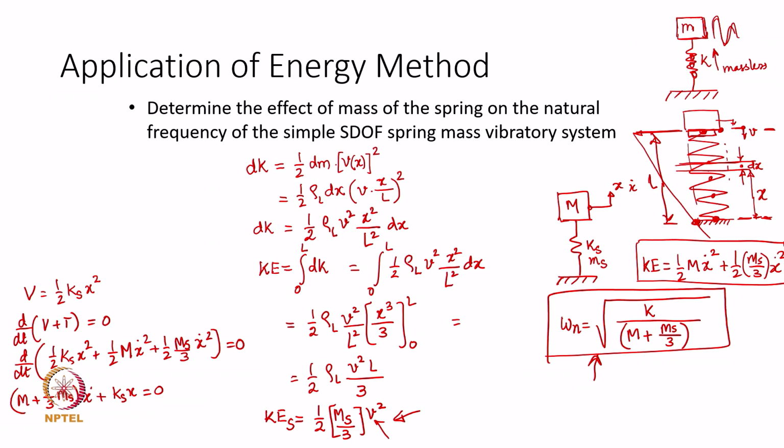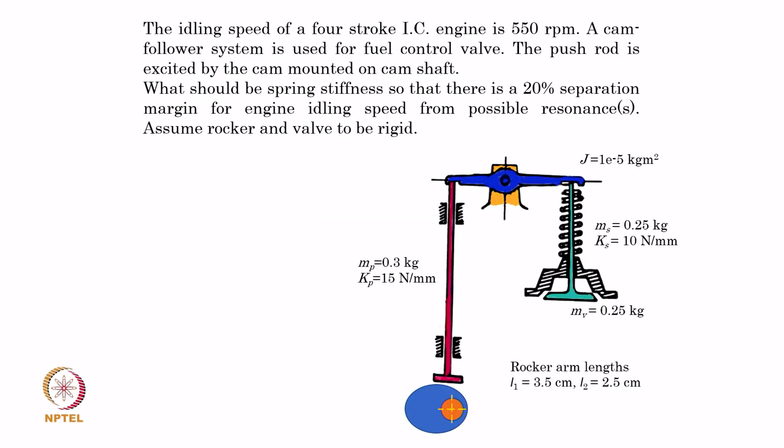So, this is the second example, basically to highlight how the spring mass can influence the natural frequency value. But you must notice here that only 1/3 of the mass of the spring contributes, and usually the mass of the spring is not very significant, but if you want a very accurate value of the natural frequency, maybe you can include the mass of the spring.